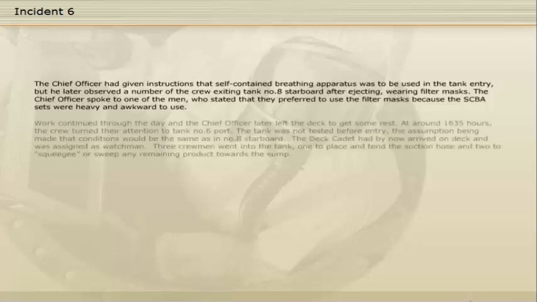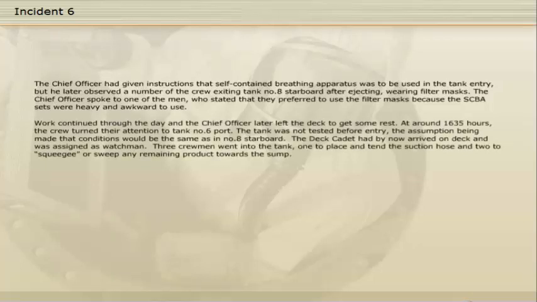Work continued through the day, and the chief officer later left the deck to get some rest. At around 16:35 hours, the crew turned their attention to tank number 6 port. The tank was not tested before entry, the assumption being made that conditions would be the same as in number 8 starboard. The deck cadet had by now arrived on deck and was assigned as watchman. 3 crewmen went into the tank, 1 to place and tend the suction hose, and 2 to squeegee or sweep any remaining product towards the sump.